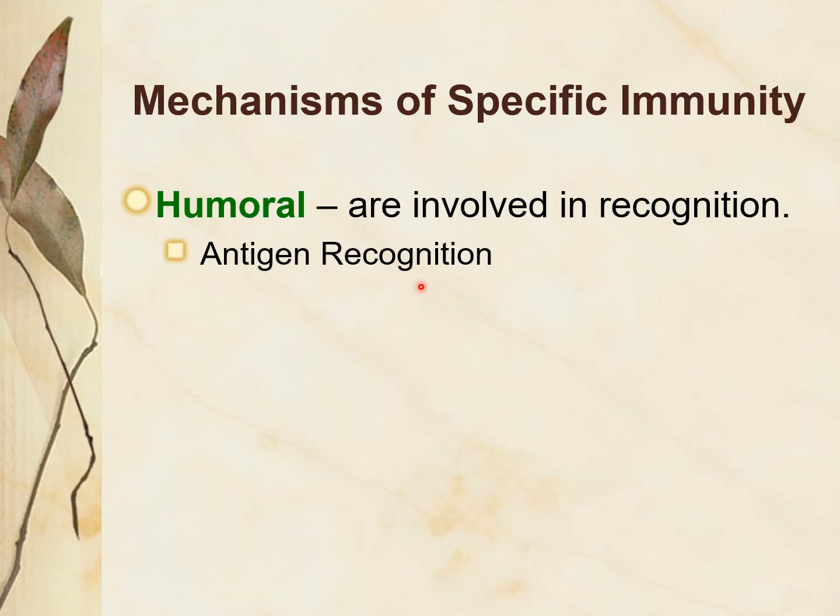So again, our humoral responses are involved in recognition, particularly antigen recognition. There are several theories that explain the mechanisms by which B lymphocytes recognize the invading antigen and respond by producing antibodies. It is known that B lymphocytes recognize and respond to invading antigens in more than one way. They respond to some antigens by directly triggering antibody formation. However, in response to other antigens, they need the assistance of T cells to trigger antibody formation.